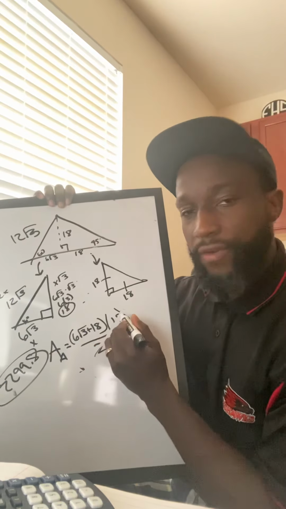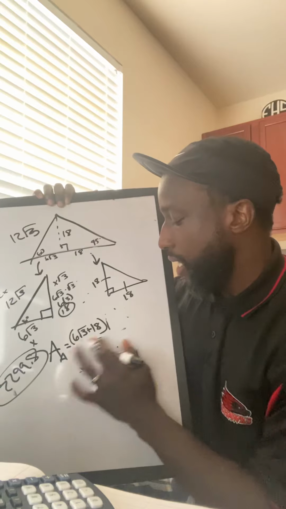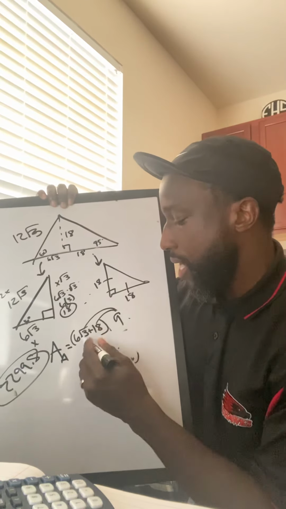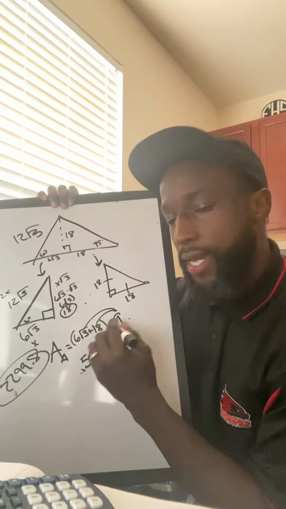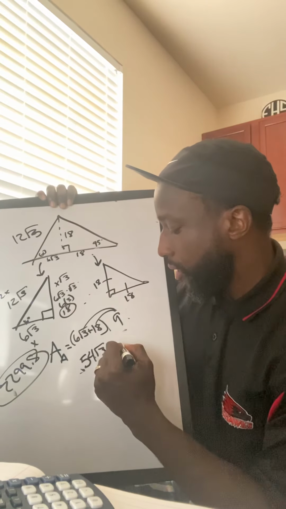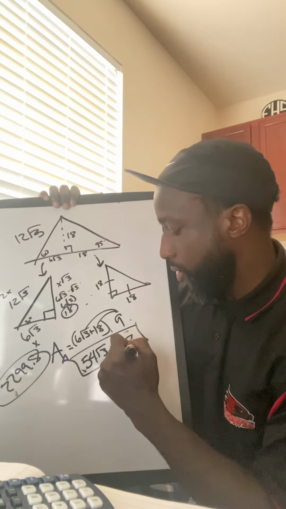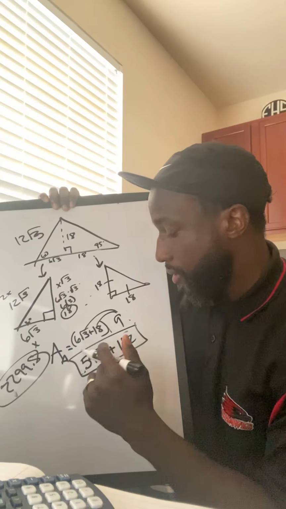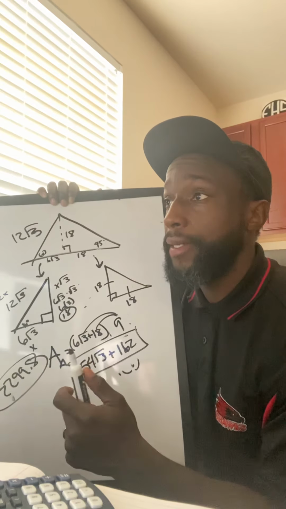Or another way to look at this to make it even simpler: when you do this math here, 18 divided by 2, you change this 18 to 9, right? And then you multiply these. So it'll be 9 times 6, which is 54 root 3, and then 9 times 18, which is 162. So this is an answer as well. It'll be 54 root 3 plus 162. That's the answer as well. Okay.